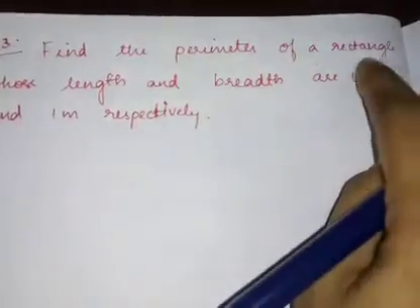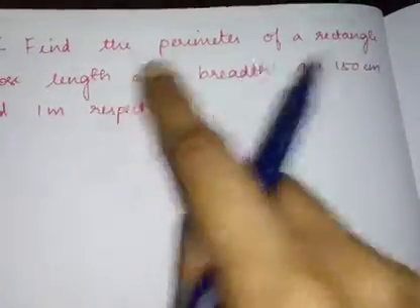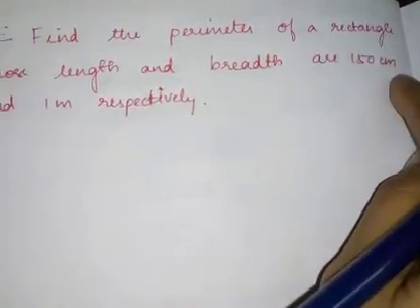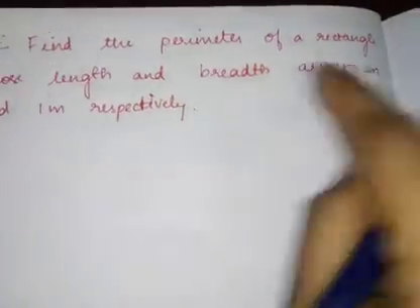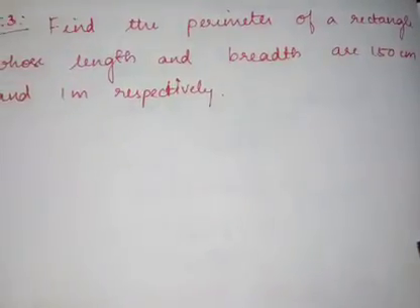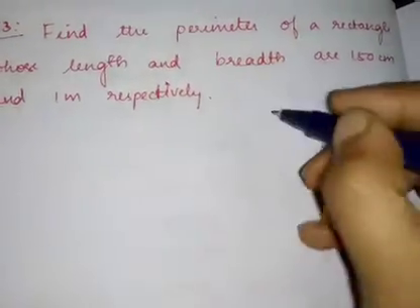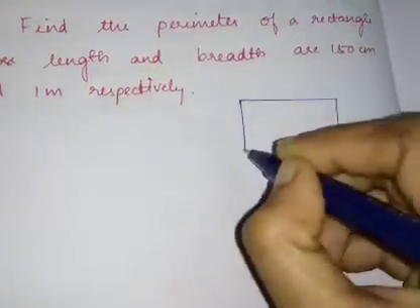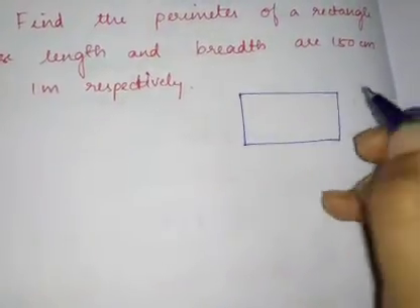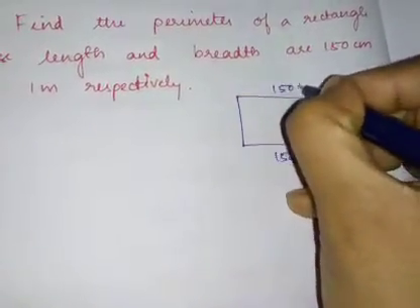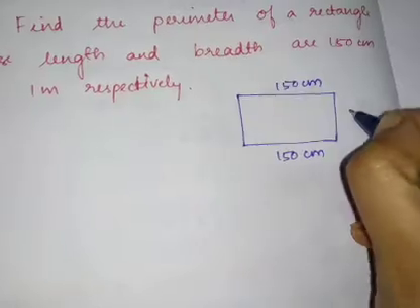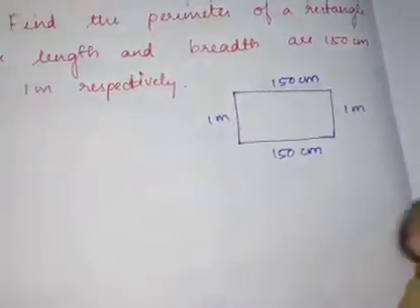Find the perimeter of a rectangle whose length and breadth are 150 centimeter and 1 meter. They have given the length as well as the breadth, so now we can easily find the perimeter, right? I am just drawing the rectangle. Length is 150 centimeter, so this is also 150 centimeter. Breadth is 1 meter, this is also 1 meter.